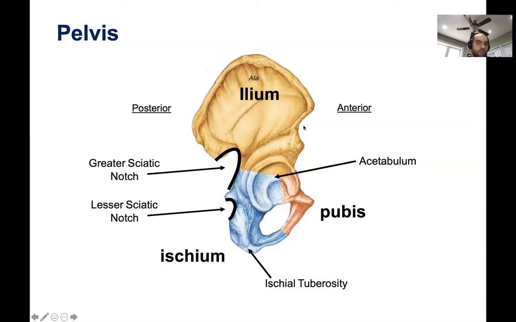So we've got the greater sciatic notch and the lesser. And there is a ligament that connects the two over here too. When the ligament connects these two ends, it becomes a foramen. It becomes a hole. We'll talk about that later, but this is just for your reference, guys.